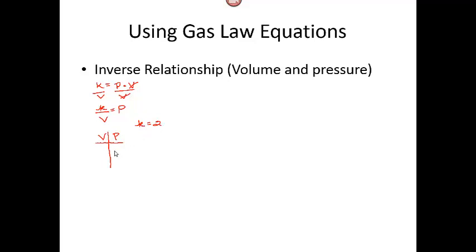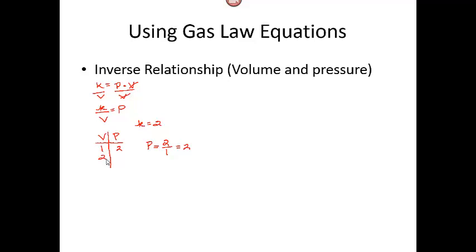Let's say we start with a volume of 1. We can determine what the pressure would be at a volume of 1 milliliter using this equation, k divided by V. We take our k, divide it by the V, and we get 2. So we can enter our pressure value there.